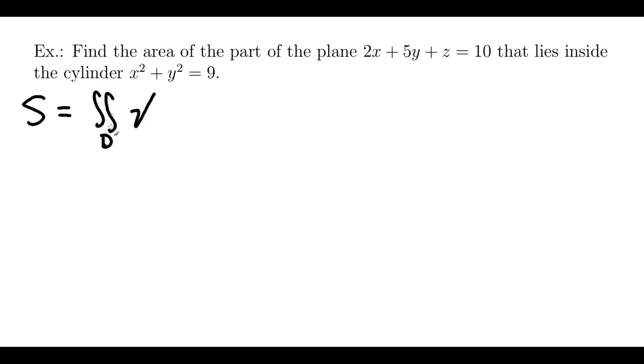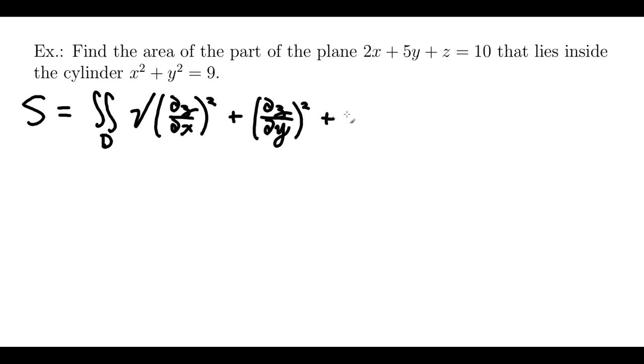I'll do it this way here. We'll say that the double integral over the domain D of the square root of, we'll take the partial of z by x squared plus the partial of z by y squared plus 1 dA. You note the similarities to the Pythagorean theorem here, and the similar structure to probably the first arc length formula you learned in Calc 2.